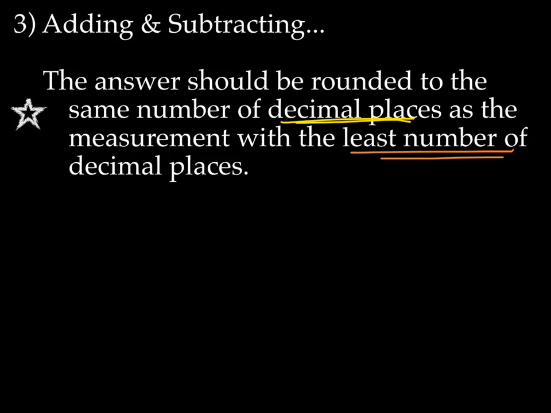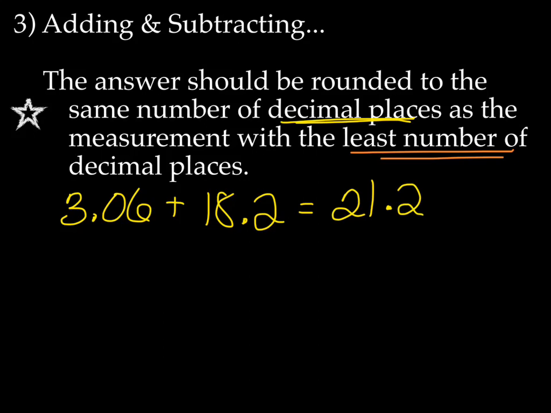Let's try an addition problem. How about 3.06 plus 18.2? If you put that in your calculator with me and check my answer, I got 21.26. Now we need to figure out how to round the answer. Remember, this time, because we're adding, we're not going to count the number of significant figures. We're going to count the number of digits after the decimal. So here we have 2 digits, and here we have 1.